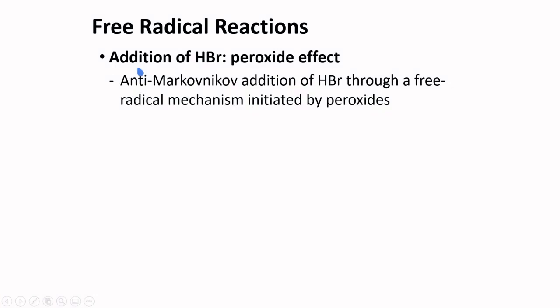Addition reactions can also occur by free radical mechanism. If you will remember, the addition of HBr in an alkene generates a Markovnikov product. But in the presence of a peroxide, anti-Markovnikov addition of HBr occurs. This process is through a free radical mechanism.